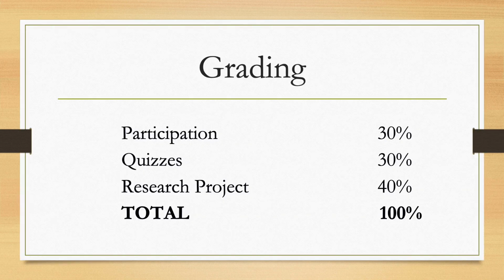For this class, there are three major areas of assessment which combined will be used to calculate your overall grade in the course. You can see them here on the screen. They are participation, which is worth 30% of your grade, quizzes, which are also worth 30%, and then a research project, which is 40% of your grade. In the slides that follow, I'll explain each of these different components of the course in a bit more detail.